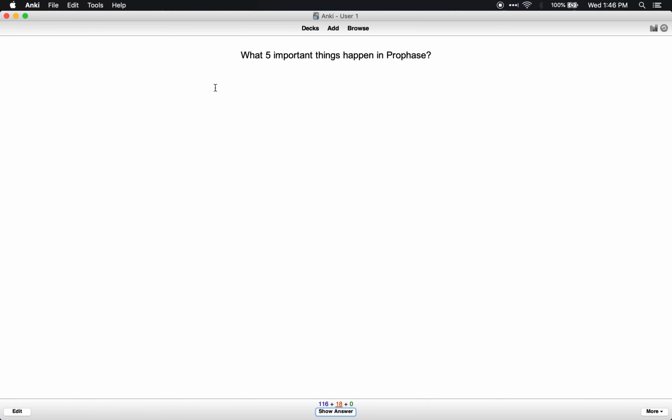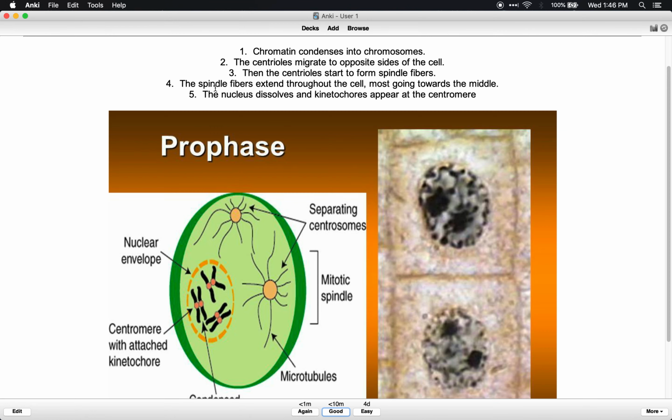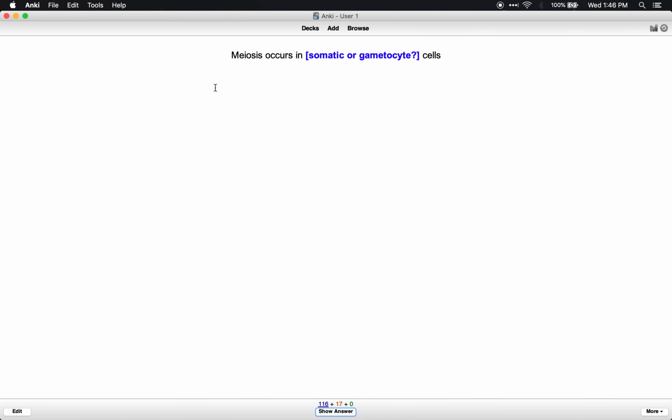5 most important things from prophase. Centrioles separate and begin to start spindle fibers. Spindle fibers start to migrate to the middle. Chromatin condenses into chromosomes. Nucleus begins to disintegrate. Meiosis occurs in gametocytes. That's pretty easy.